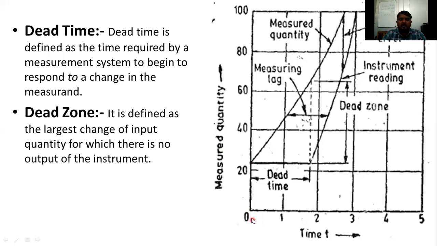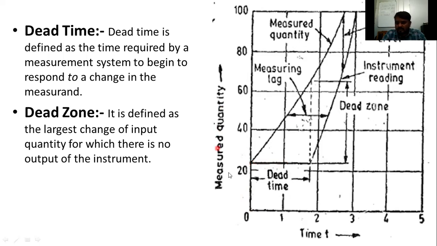Now I will increase the time: 1, 2, 3, like that. The output should increase linearly. Yes or no? Linearly, it should increase. Comparing with this and this, you leave this as it is. At zero, it is 20. When the time increases to 1, the measured quantity will not increase. It stays constant. There is no change in the output.